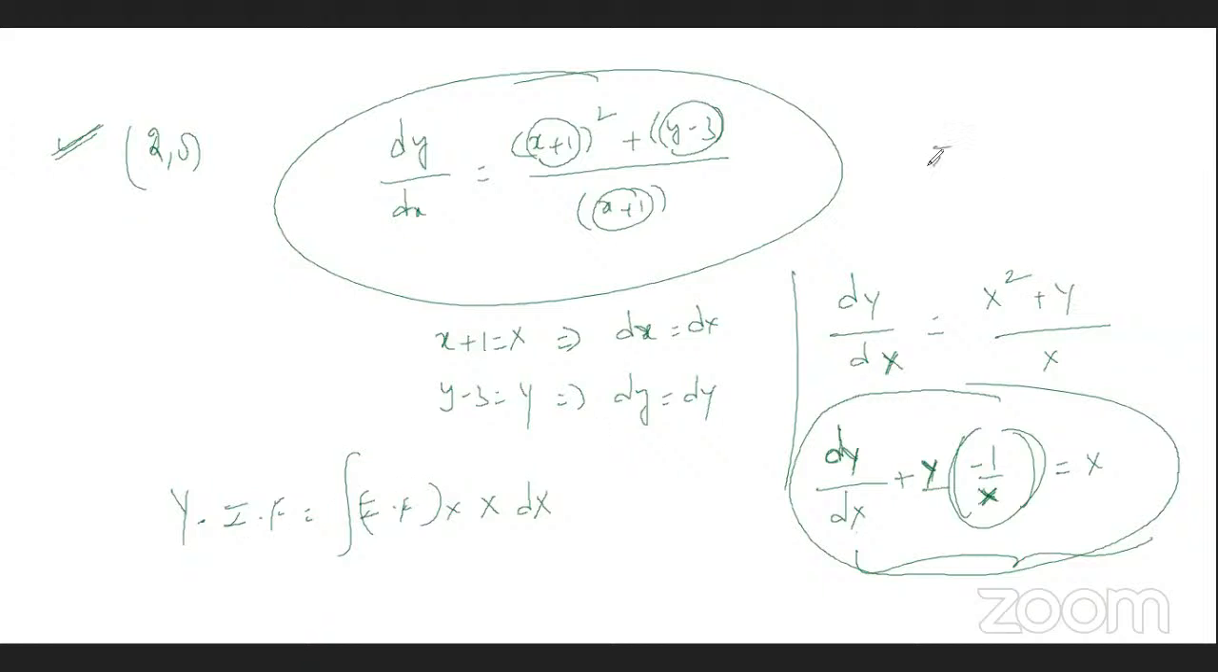So what is IF? How can I calculate it? e power integral of P dX. What is P dX? Minus 1 by X dX. So e power minus ln X, so I can write it as ln of 1 by X. So the integrating factor is 1 by X. 1 by X into X, 1. So what is my Y? X into X plus c. And moreover, this is not my required curve.